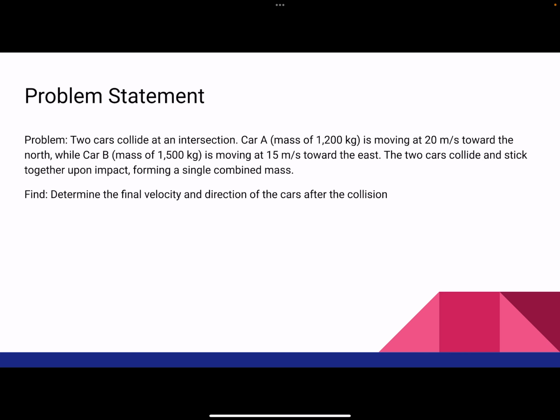So for our problem statement, we have two cars colliding at an intersection. Car A, with a mass of 1,200 kilograms, is moving 20 meters per second towards the north, while car B, with a mass of 1,500 kilograms, is moving at 15 meters per second towards the east. These two cars collide and stick together upon impact, forming a single combined mass. In this problem, we'll be finding the final velocity and direction of the cars after the collision.